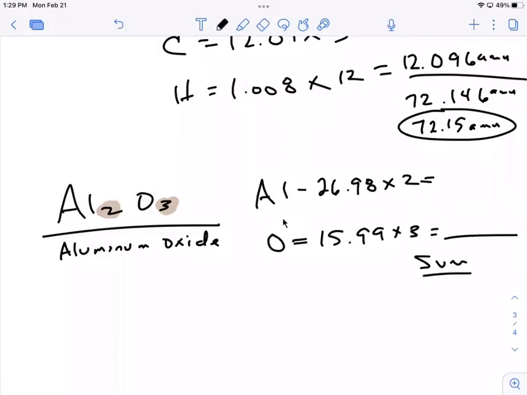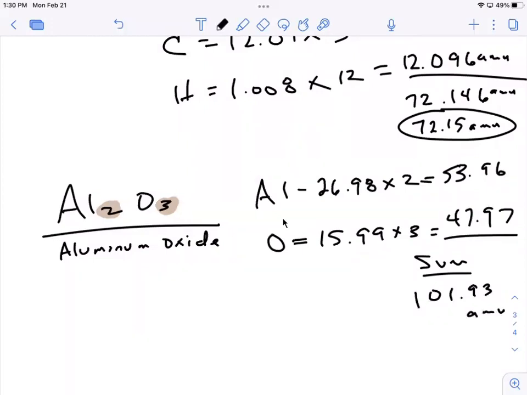All right, so 26.98 times 2. What do we have from that? 53.96. All right, 53.96, and then 15.99 times 3 should be 47 and some change. Is that right? Yes, sir. 47.97. All right, cool. So sum those up, and then that's the molecular weight for aluminum oxide. And this is again all in AMU.